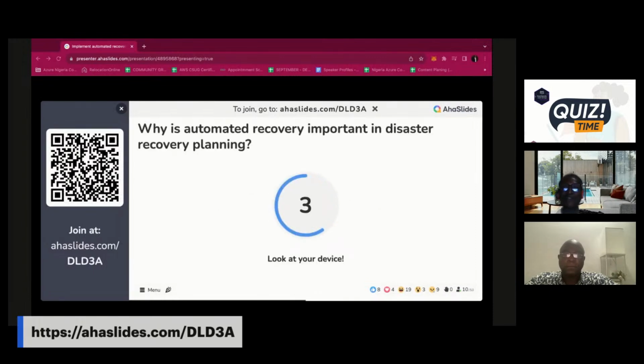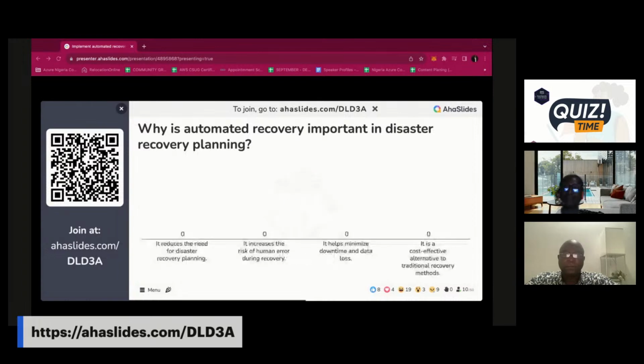Why is automated recovery important in disaster recovery planning? First, it reduces the need for disaster recovery planning. Second, it increases the risk of human error during recovery. Third, it helps minimize downtime and data loss. Fourth, it is a cost effective alternative to traditional recovery methods. Let's see who has the correct answer in the fastest time.